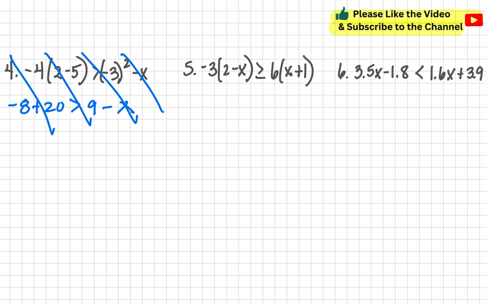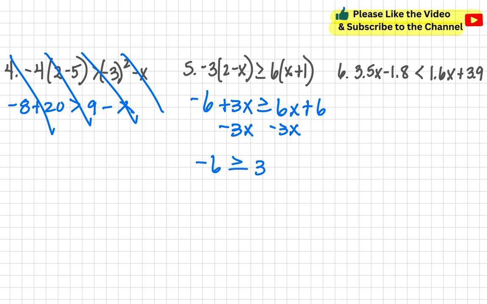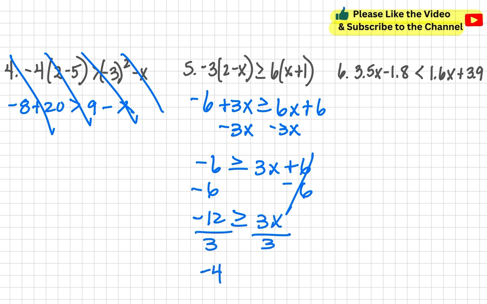All right, for this one, we're going to do negative 6. Let me write that better. Negative 6 plus 3x is greater than or equal to 6x plus 6. I'm going to subtract the 3x to isolate it on the right side. So I have negative 6 is greater than or equal to 3x plus 6. Then I'm going to subtract 6 on both sides to cancel this. Then I have negative 12 is greater than or equal to 3x. Divide that by 3. And that's going to be negative 4 is greater than or equal to x.